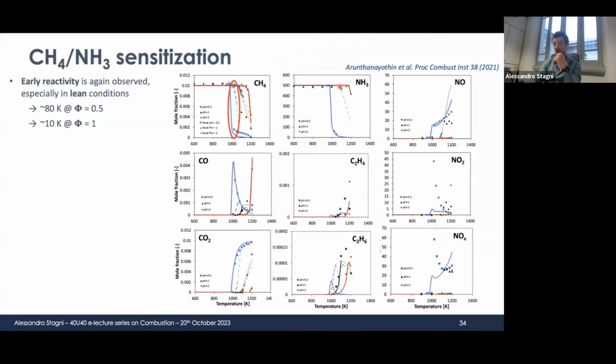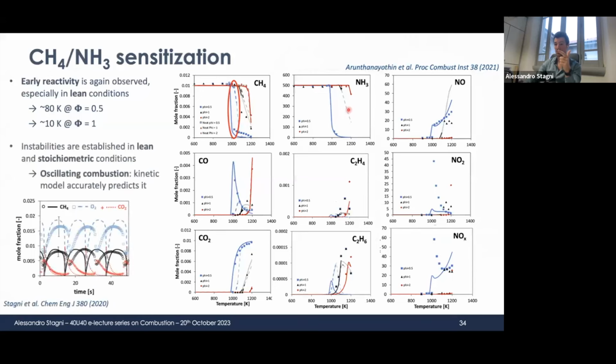The kinetic model wasn't always showing stationary results. If you can see the dashed line here, this was because our kinetic model, our CSTR model, was not providing stationary results but oscillating results. But this is part of combustion in a perfectly stirred reactor. We have already shown in previous works that oscillating combustion can be established, and to our pleasant surprise, the kinetic model was still able to predict the species formation in the oscillating combustion.